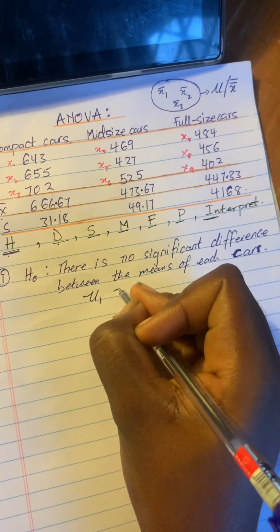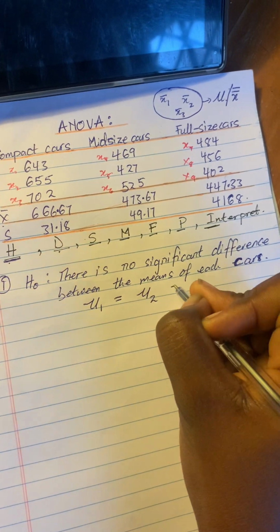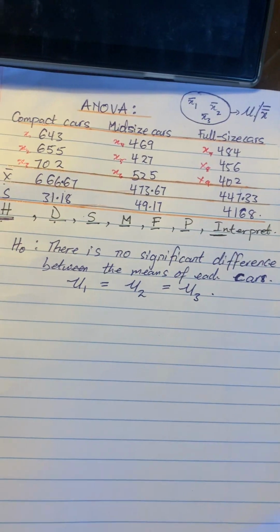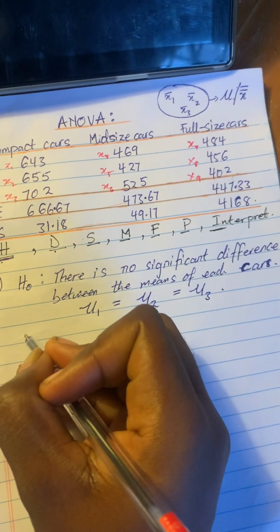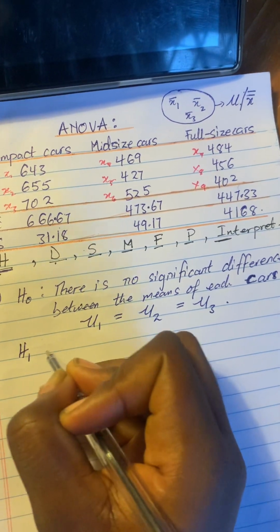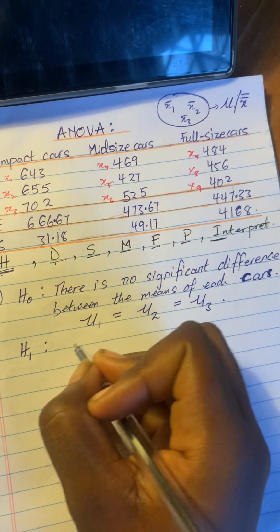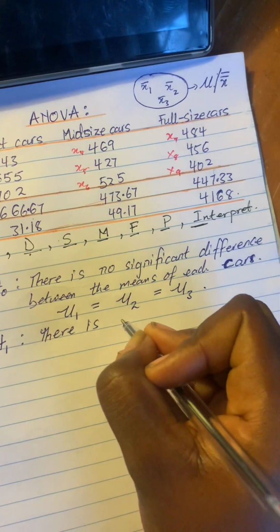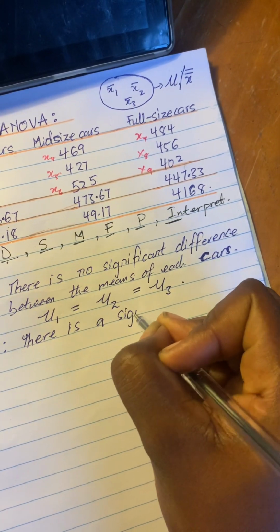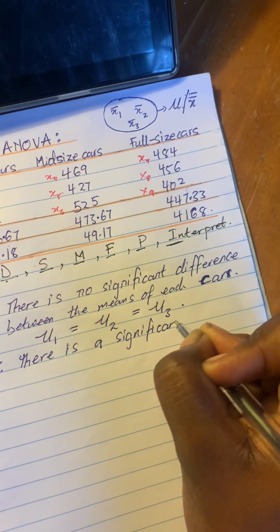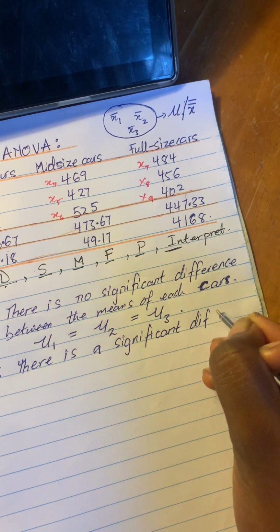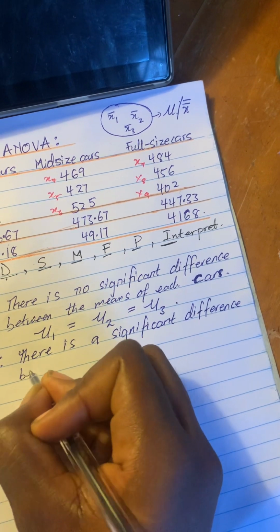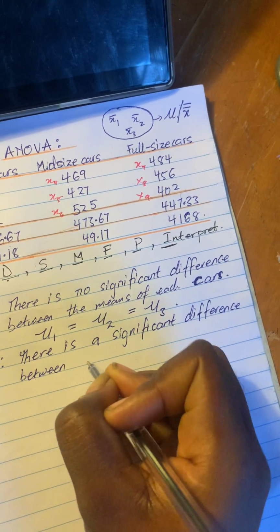So statistically, we're going to say that population mean 1 is the same as population mean 2, and it's also the same as population mean 3. Then with our alternative hypothesis, that one is the opposite of the null hypothesis. So here we state that there is a significant difference between at least one of the means of the groups. Yeah, at least one.